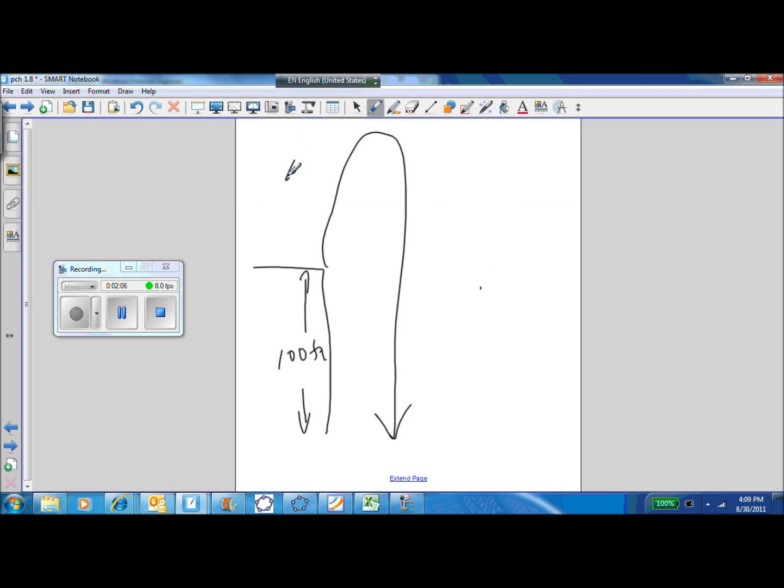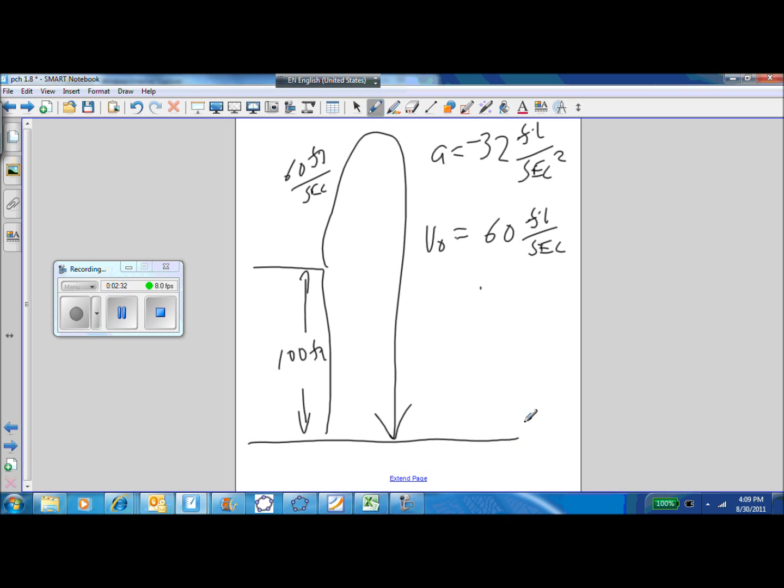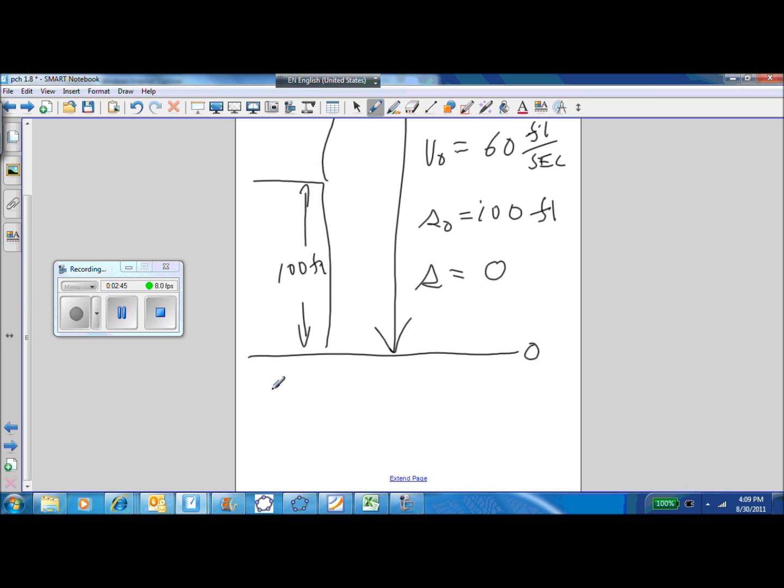So it's going up at 60 feet per second. From that equation we had before, the acceleration, I'd give this to you as negative 32 feet per second squared in the English system. You'd have to know that the initial velocity is 60 feet per second, positive, because it's being thrown up. We can set up a reference level of this being 0. So our initial displacement is 100, and we want to know when we get a displacement of 0.